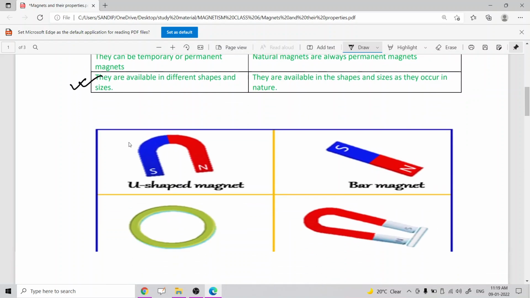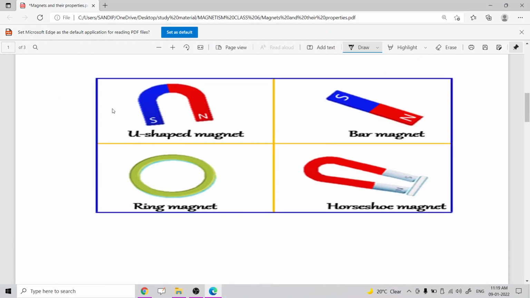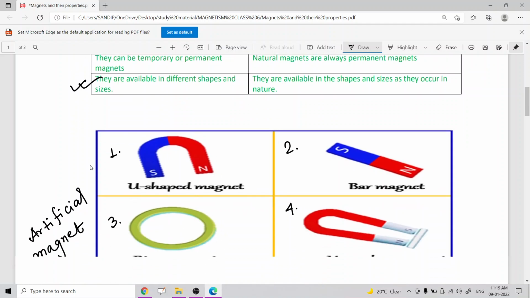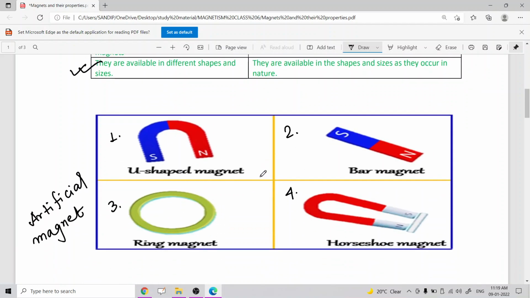Here we take different magnets. The first one is a U-shaped magnet, second is a bar magnet, third is a ring magnet, and the fourth is a horseshoe magnet. These are examples of artificial magnets. And these are the differences between artificial and natural magnets. We can create different shapes of magnets with the help of different methods.